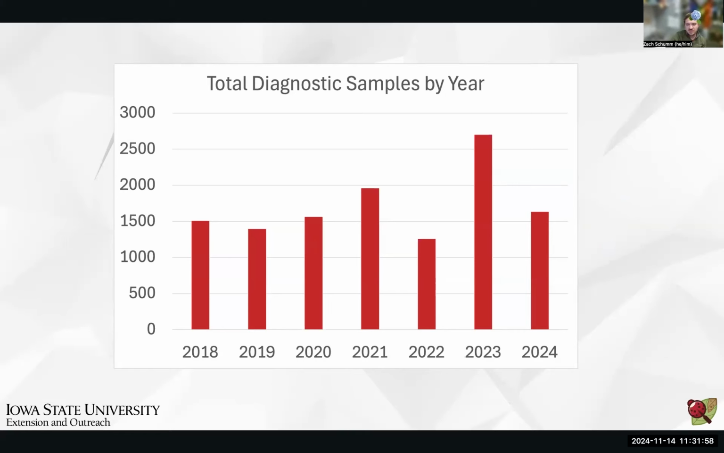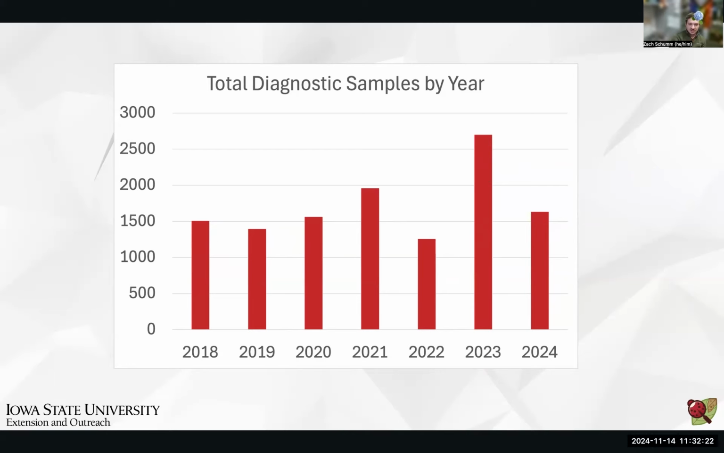Generally, again, we're talking about 1,633 samples here in 2024. All of these sample numbers are between 1,200 and 2,700. But I will note that 2023 was a little bit of an outlier. We had a couple of really large clients, mostly from industry. One in particular that sent us over 1,000 plant samples. That is why that number is very high in 2023.